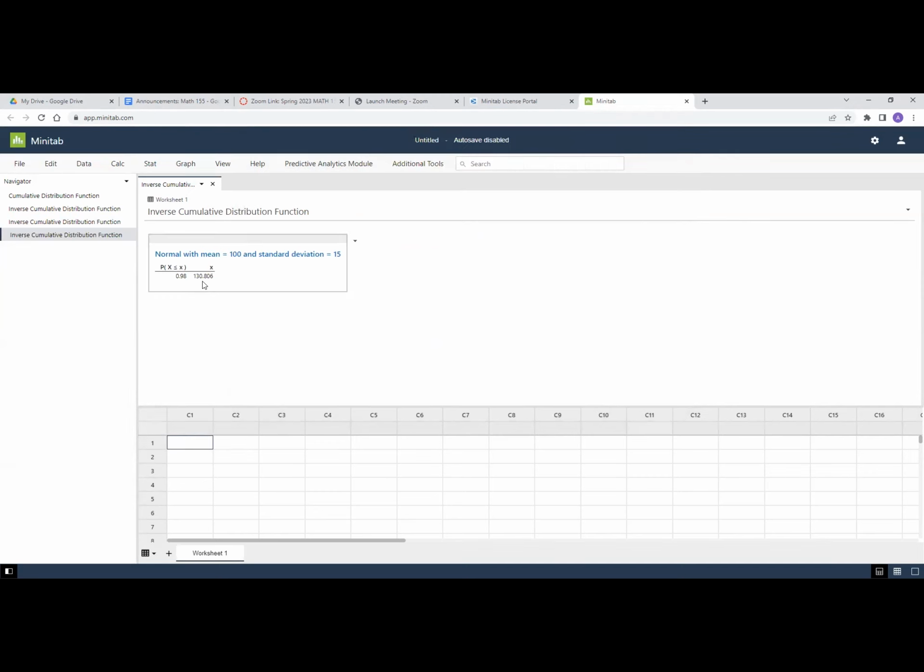And it gives me that value, 130.806. That's my answer. So whenever we're doing inverse, whatever pops up on Minitab is our final answer. And let me write this down. 3, 2, 1.